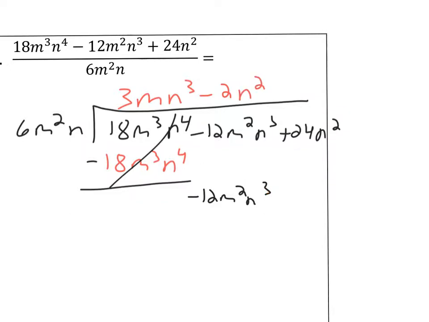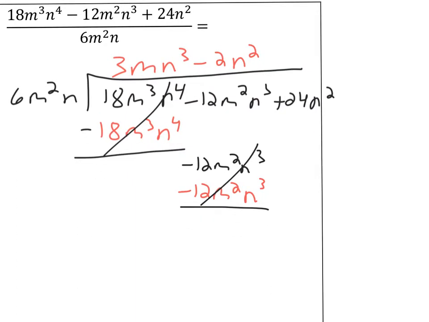Okay. So just to double check, 6 times negative 2 does give you negative 12. We didn't do anything with the m, so that just stays m to the second. And n to the first changes to n to the third because n times n to the second is n to the third. All right. And if we subtract that, that cancels out, gives us 0. And last step here, we're going to bring down the 24 n squared.